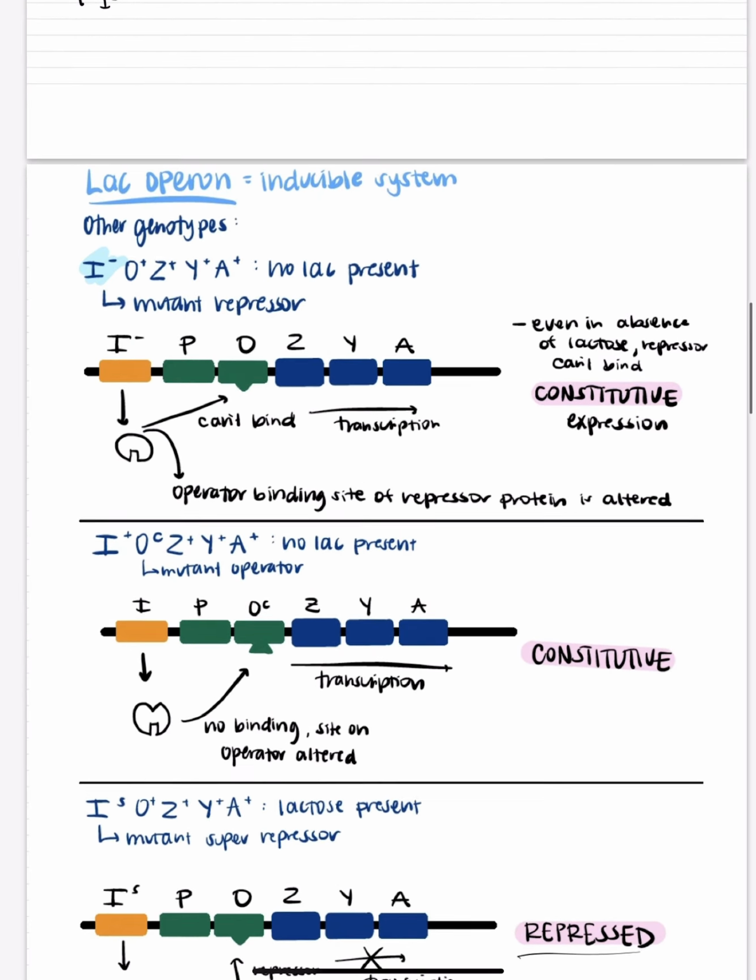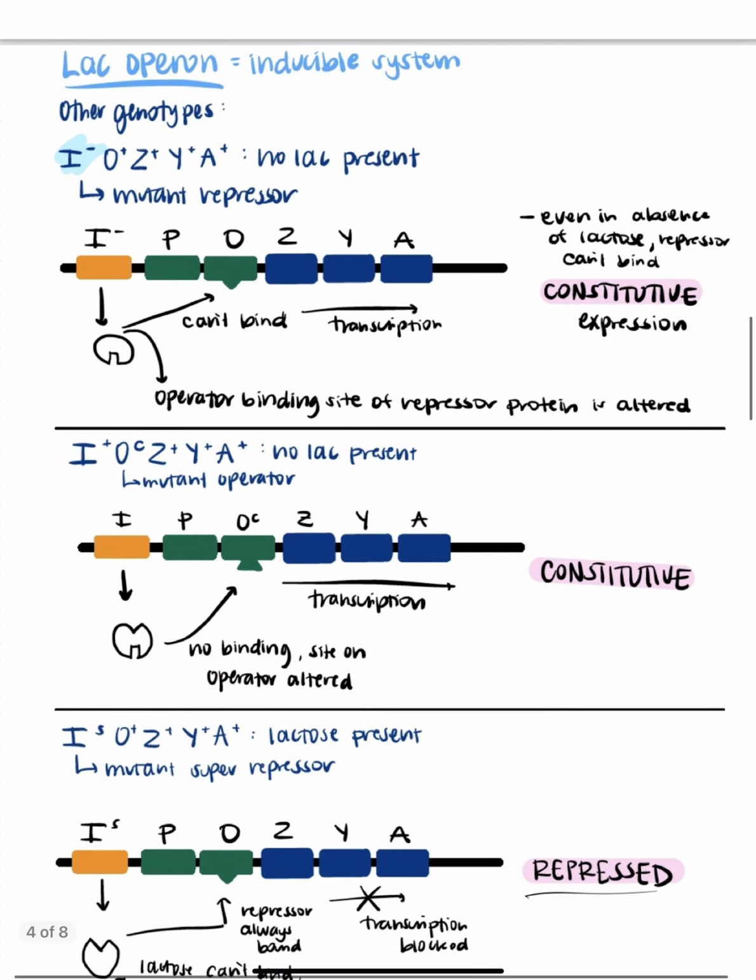Alright, so here are some images. Here is an example of if we had I minus. Remember, I minus is going to result in a repressor protein that is unable to bind to the operator. So in this case, the repressor protein is unable to bind to the operator. We see that it can't bind, so there's nothing going to stop RNA polymerase from transcribing the genes. So that's going to result in constitutive expression.